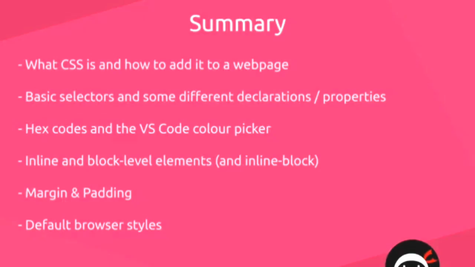We've also had a look at what hex codes are, and we've seen how we can use VS Code's color picker to choose hex codes for us, which is really nice. And we've had a little discussion about the difference between inline and block level elements, and also the combined power of both of those in inline block, which is one of my personal favorites. We've had a little look at the two properties margin and padding, and we've also seen how those behave with inline and block level elements and the differences between those two. And then finally, we've talked very, very briefly about default browser styles. So, phew, a lot, like I say.